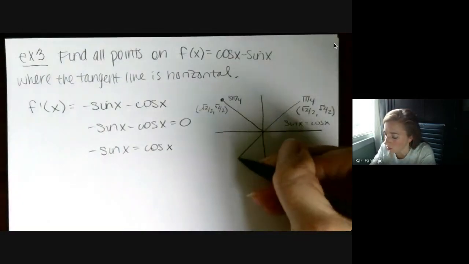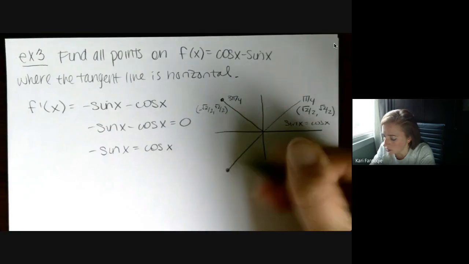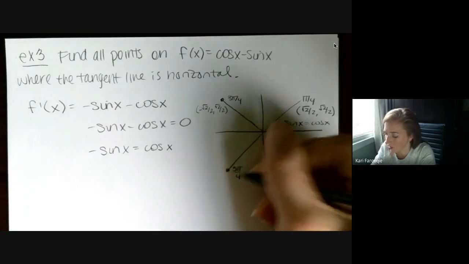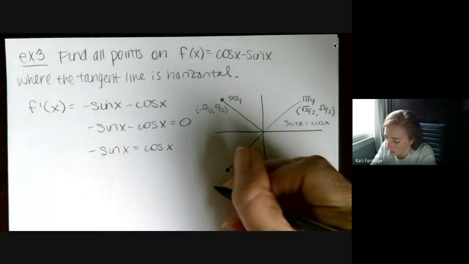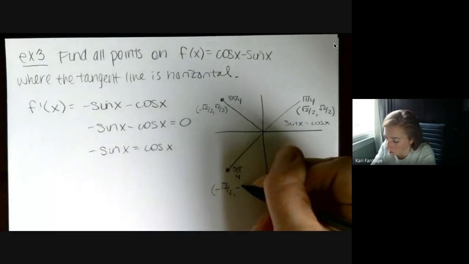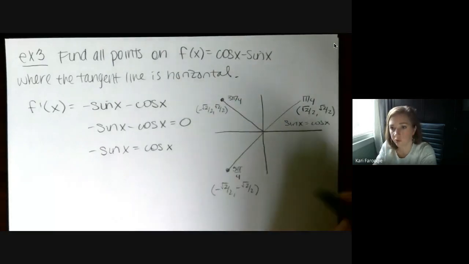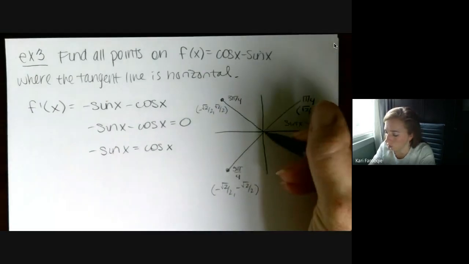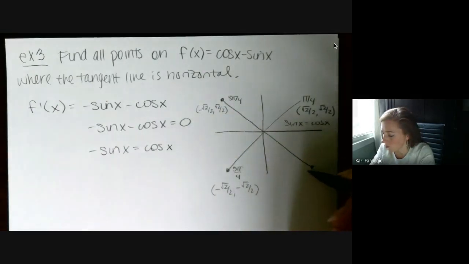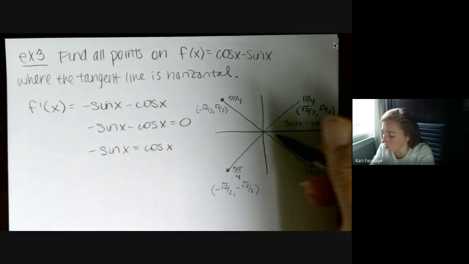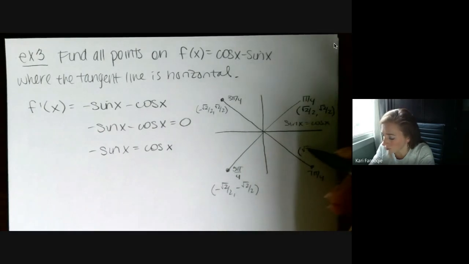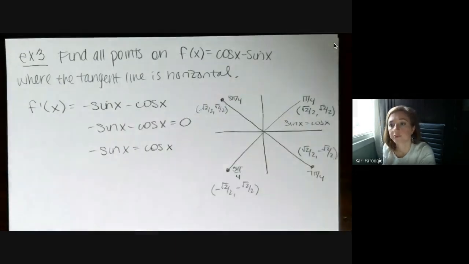In quadrant 3, they're both going to be negative. At 5 pi over 4, you'll have negative root 2 over 2, negative root 2 over 2, just because they're both below the x and y axes. And then at 7 pi over 4, the x coordinate will be positive, and the y coordinate will be negative.